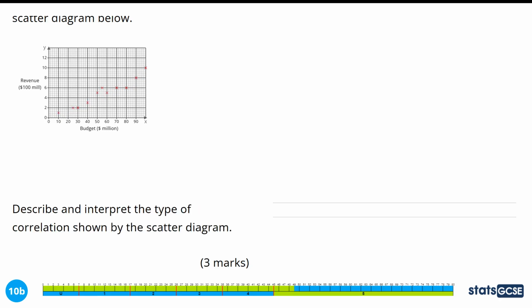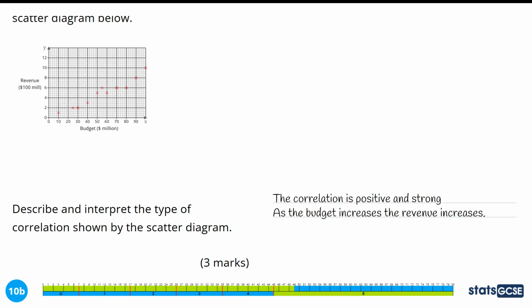Describe and interpret the type of correlation shown by the scatter diagram. When asked to describe a correlation, you're looking to see whether it's positive, negative, or there's no correlation, and whether it's strong or weak. Looking at this one here, it's going up, so it's going to be positive. And if you look, all the points are close to a line of best fit that we can draw, so it's going to be strong. Now, when asked to interpret, we need to relate that to the question. So we say, as the budget increases, the revenue increases.